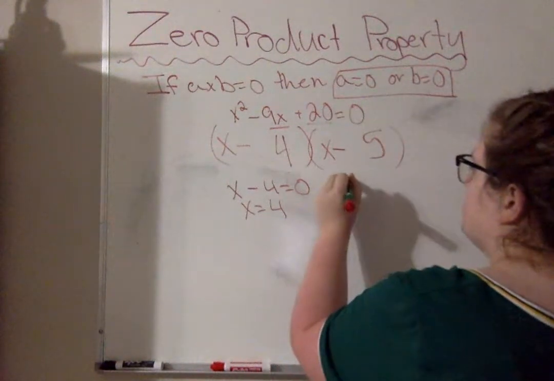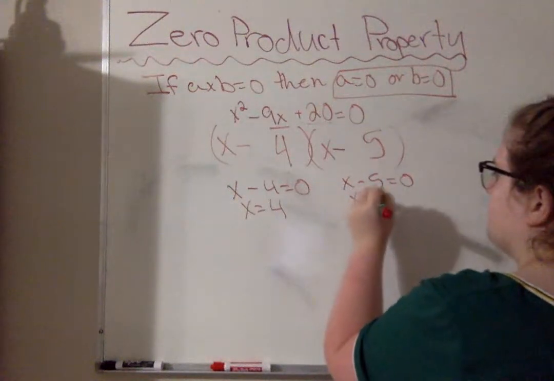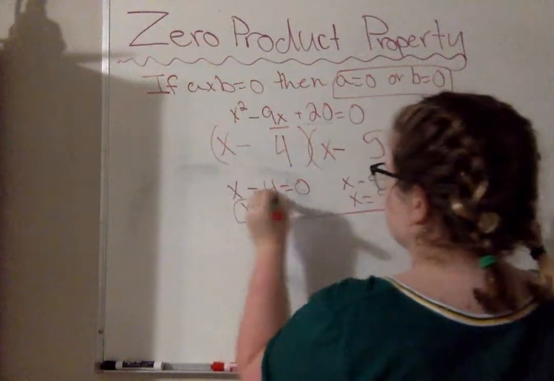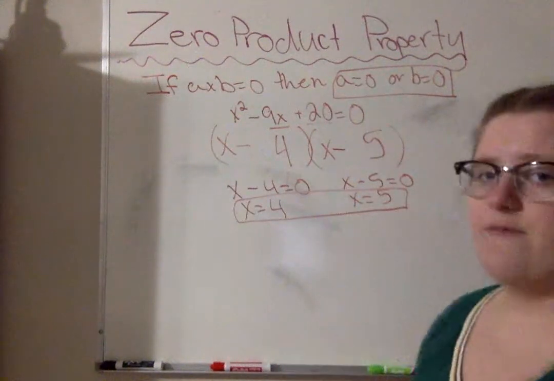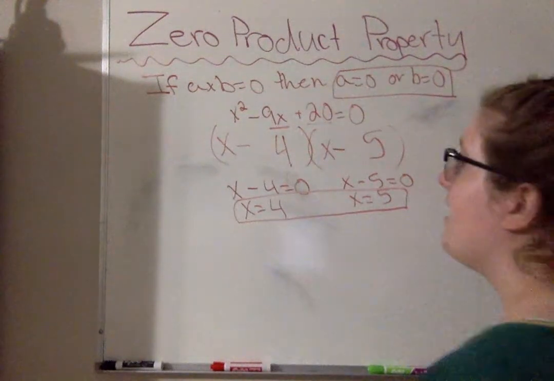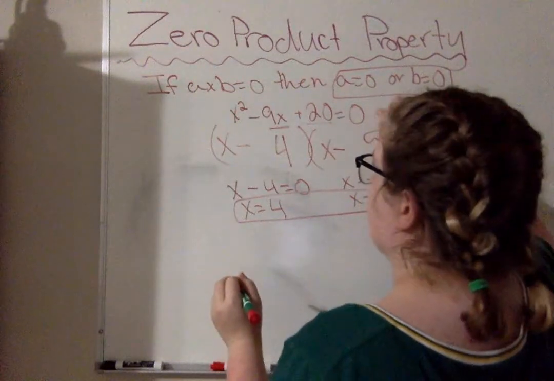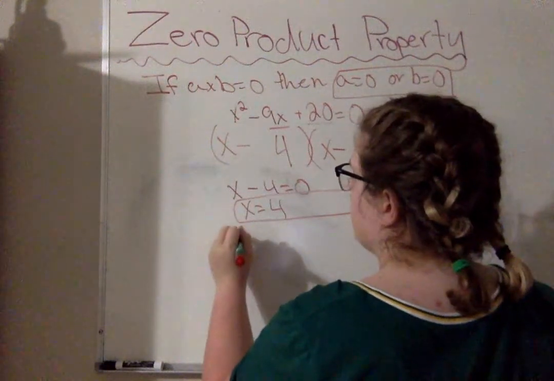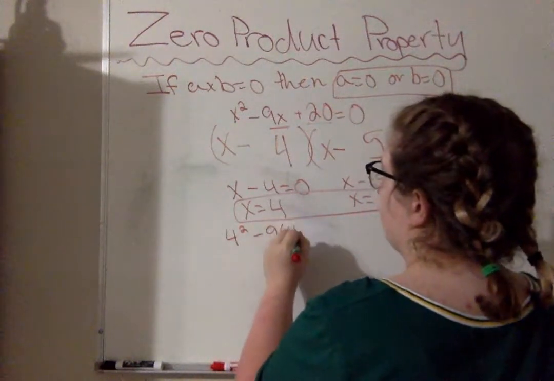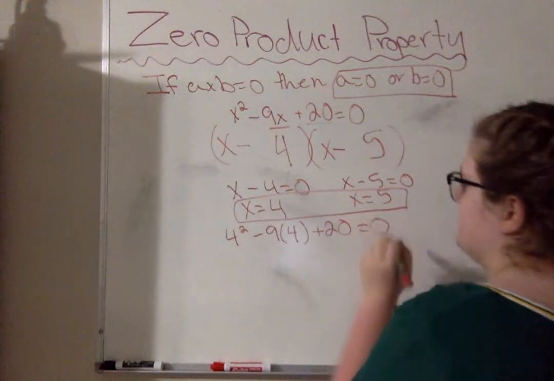And then, to solve the other one, we'll get x minus 5 equals 0, and move it to the other side to get x equals 5. So far, these are our two answers that we're trying to see if they follow the zero product property or not. So, how we do that is you plug in, we're going to start with 4, and we're going to plug it in to the original equation to get 4 squared minus 9 times 4 plus 20 equals 0.